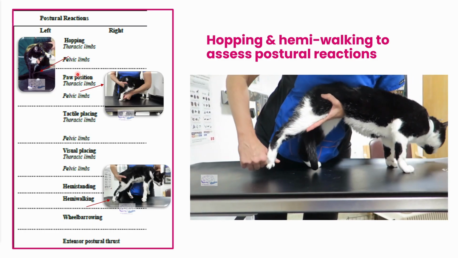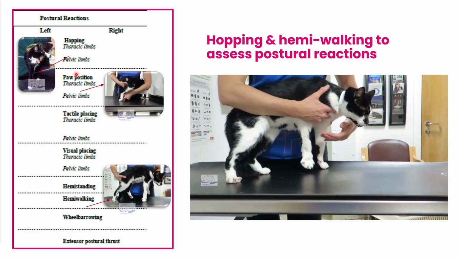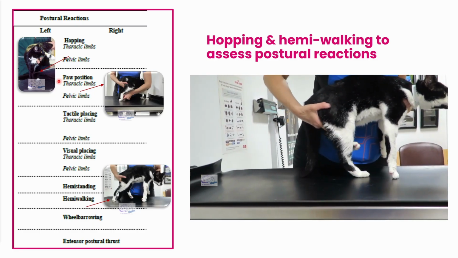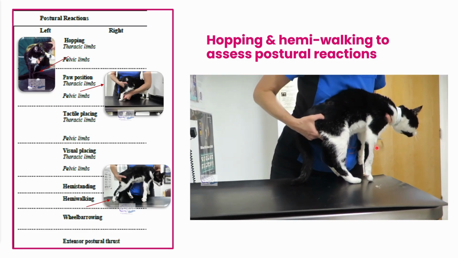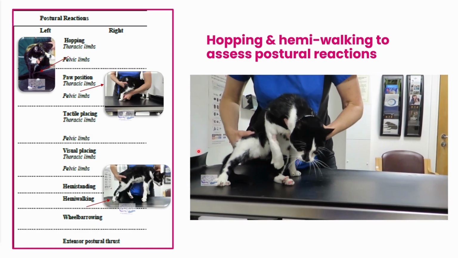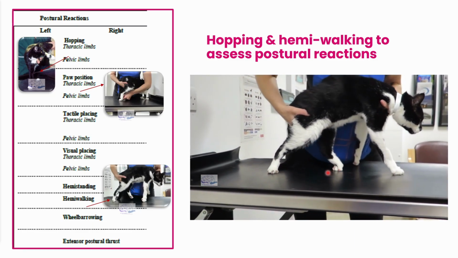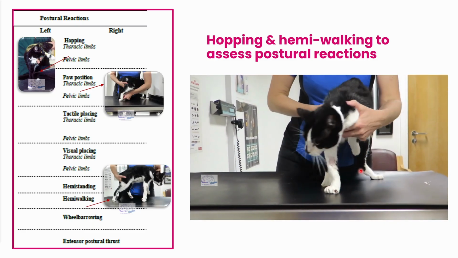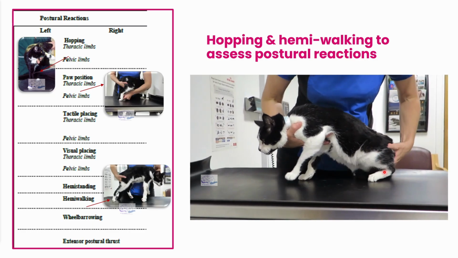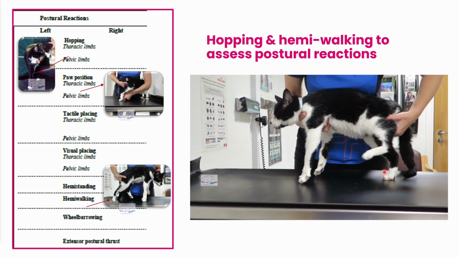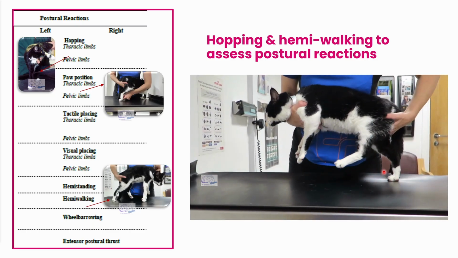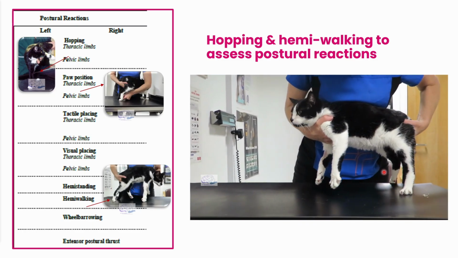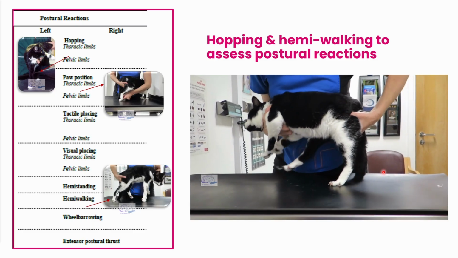And so we move next on to hemiwalking and hopping. And we can see quite a hypermetric action again of this pelvic limb, suggesting there may be some upper motor neuron damage. And you can see the knuckling of that paw that we felt had a proprioceptive deficit in. And of the other pelvic limb, so it's a bilateral problem.